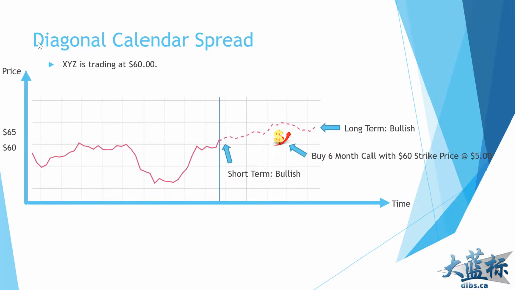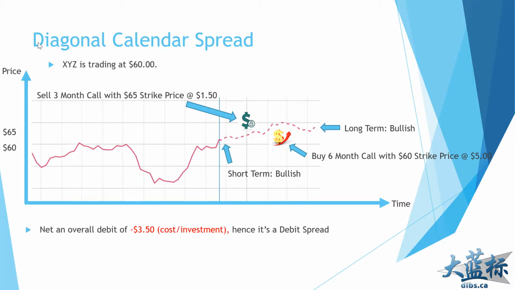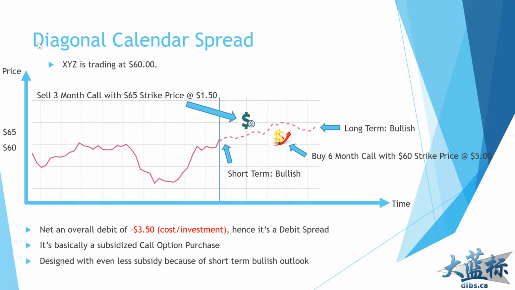So again, I will also buy the 6-month call option at the 60 strike price, $5. But this time I will not sell a call option at the same strike price. I will give myself a little bit more buffer. And I will sell a 65 strike price for less money, $1.50 in premium. So my net overall investment is $3.50, more than the prior example. Again, it's another form of a subsidized call option purchase, designed with less subsidy because of the short-term bullish outlook, and still allows me to capture more gain in the 4th month onwards.